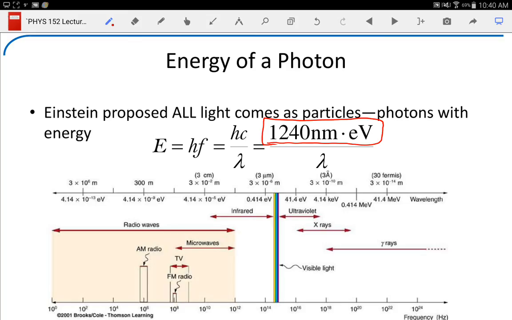So for instance, when I was in graduate school, for my PhD research, I did most of my research with a 248 nanometer laser. 248 nanometers, is that visible spectrum? No, it's not.